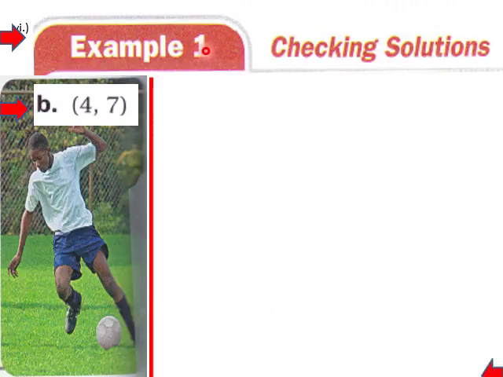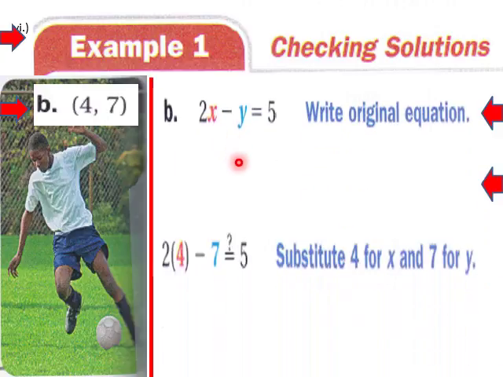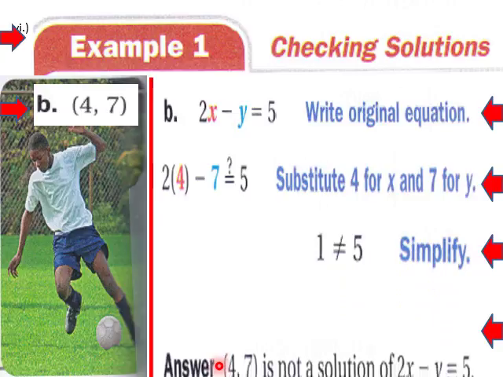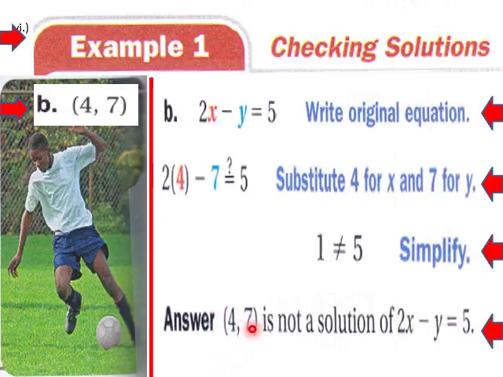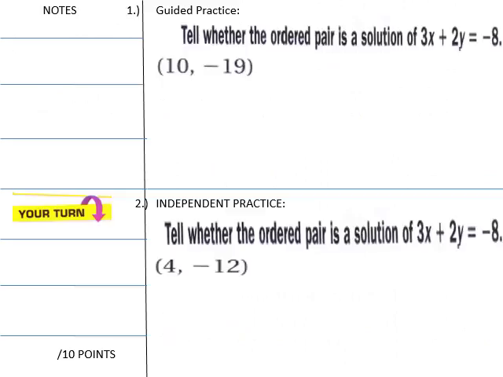And see our next situation here, example 1, checking solutions again. So we have b, 4 and 7. This is our equation again. We plug in. Does it equal 5? When we plug in those values, 1 does not equal 5. So 4 and 7 is not a solution of 2x minus y equals 5.